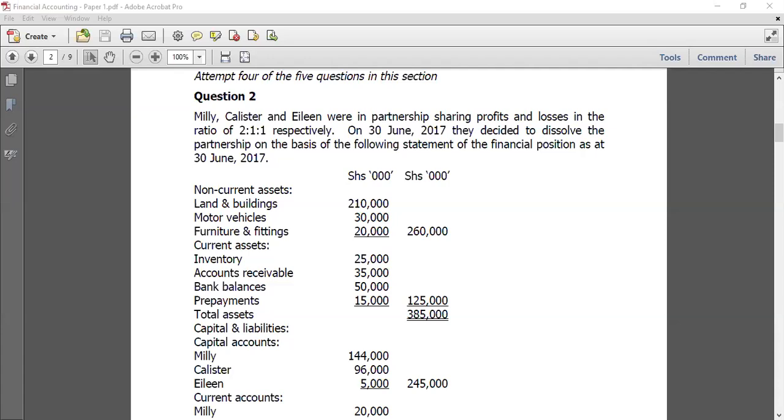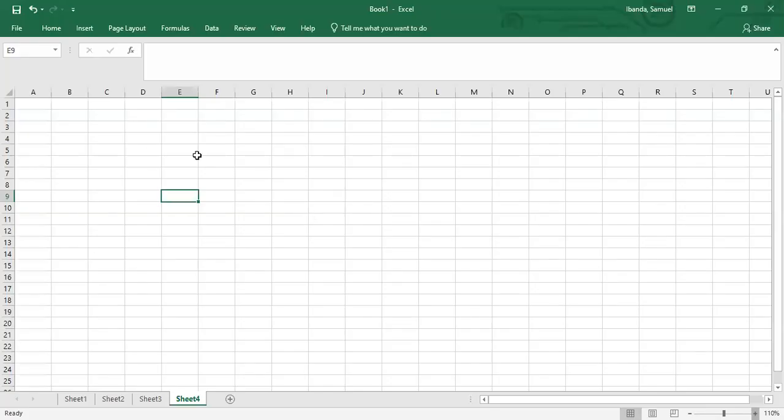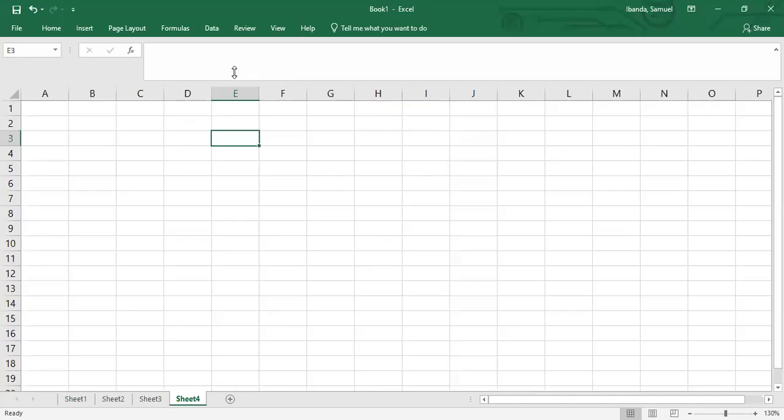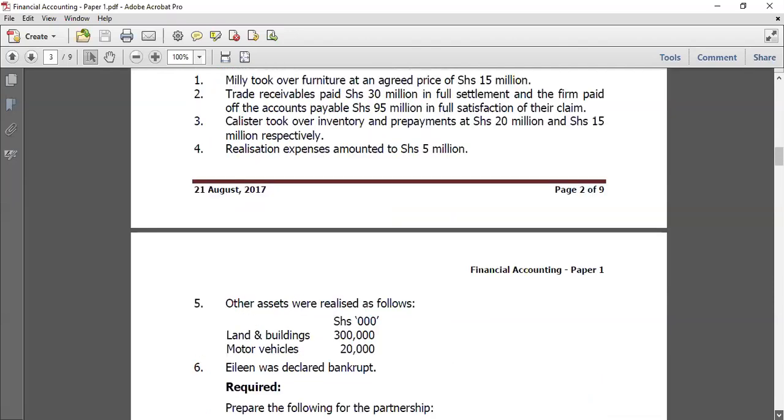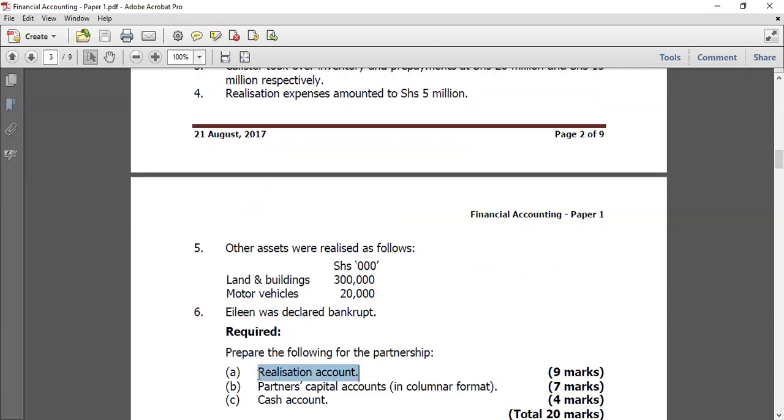So I'm going to use my Excel to try to demonstrate this. So this is what they are saying. Our required, very important, they want us to draw up the realization account.